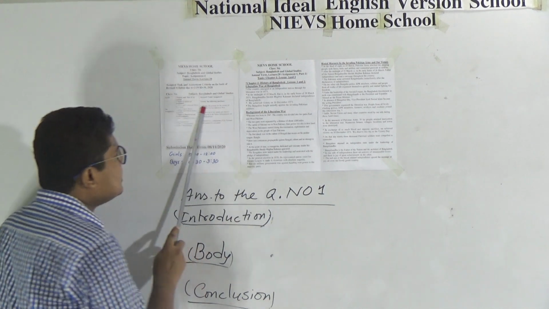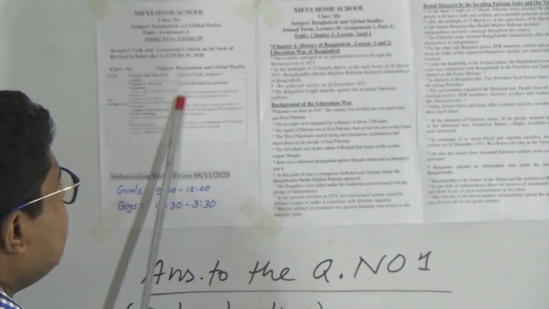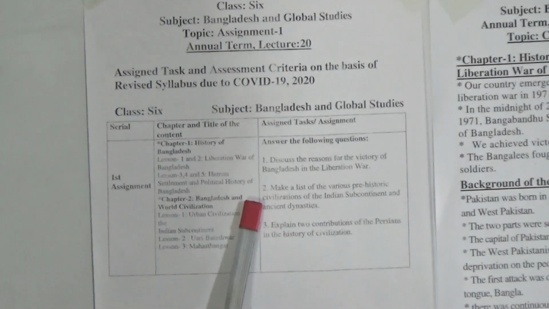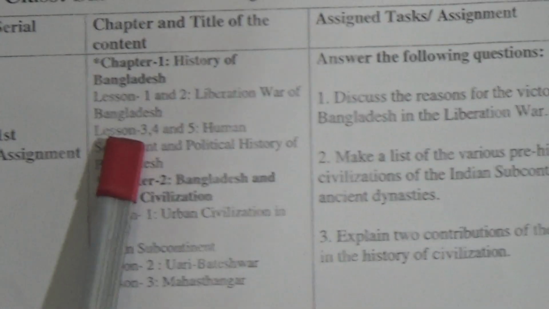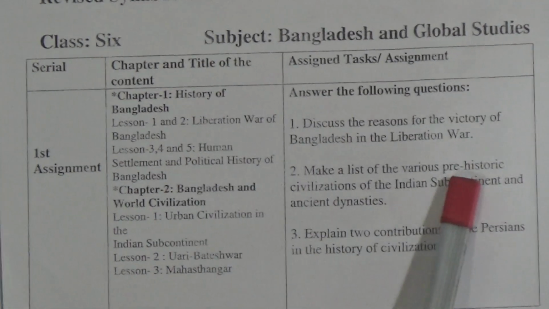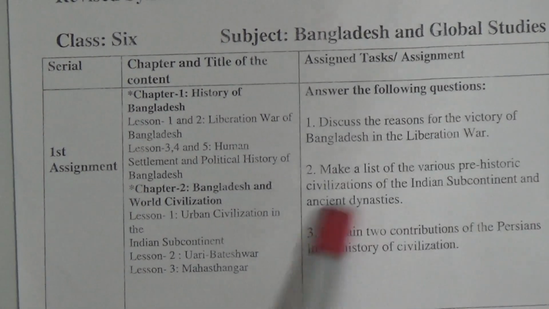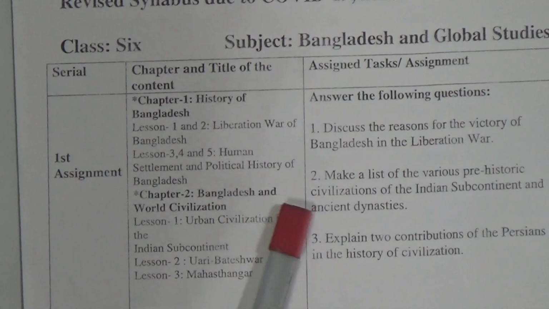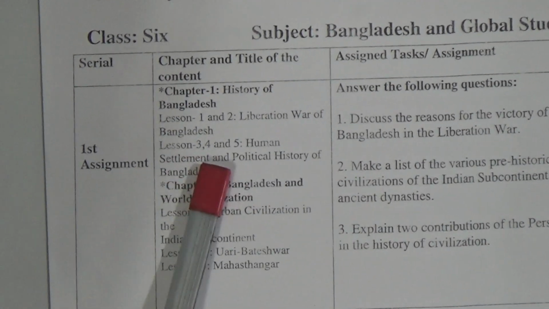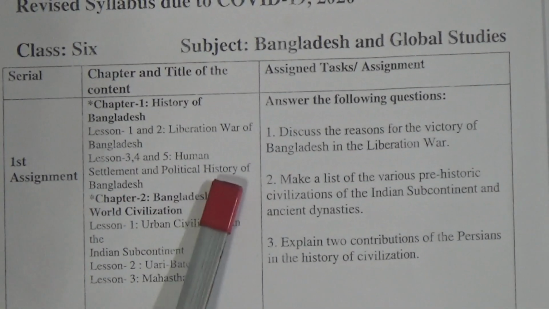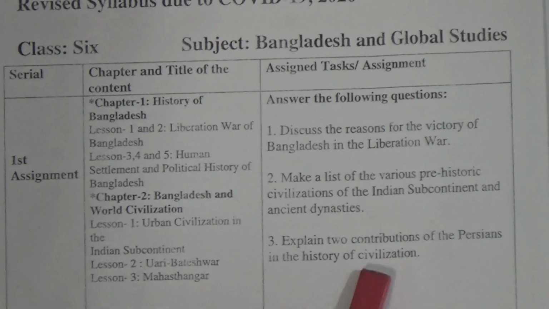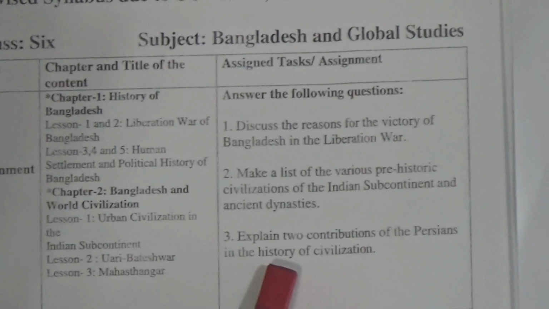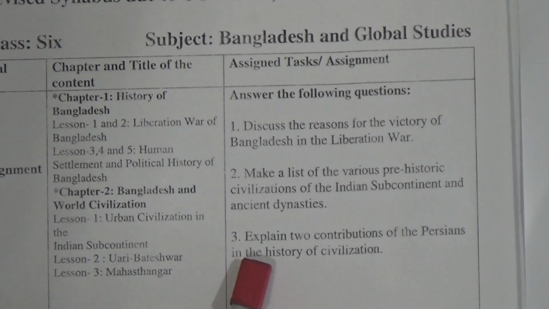Our first question is, answer the following questions. Number 1, discuss the reasons for the victory of Bangladesh in the Liberation War. You will find this answer in lessons 1 and 2, Liberation War of Bangladesh. Number 2, make a list of the various prehistoric civilizations of the Indian subcontinent and ancient dynasties. You will find this answer in chapter 1, lessons 3, 4 and 5, Human Settlement and Political History of Bangladesh. And number 3, explain 2 contributions of the Persians in the history of civilizations. You will find this answer in chapter 2, lessons 4, 5 and 6.